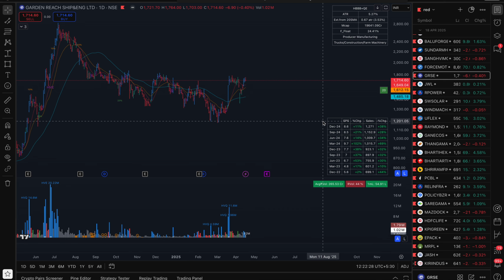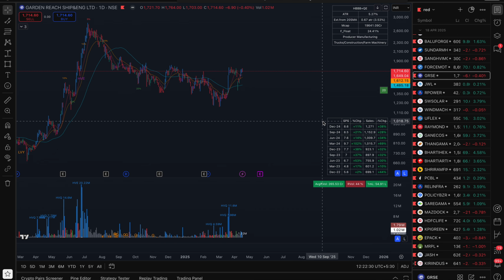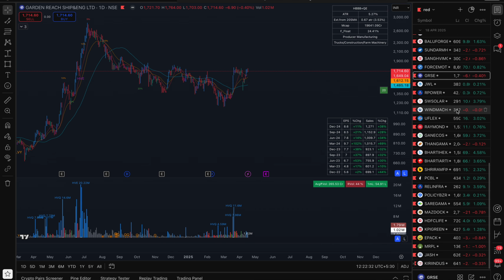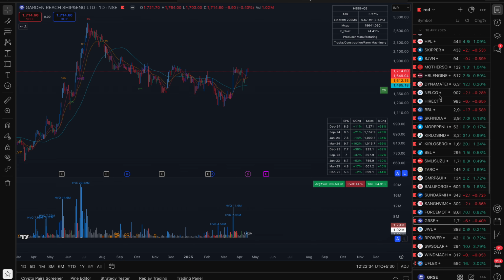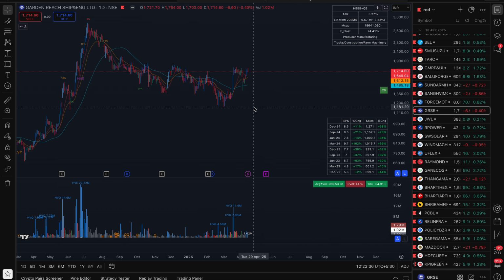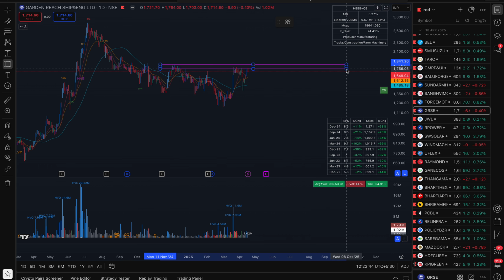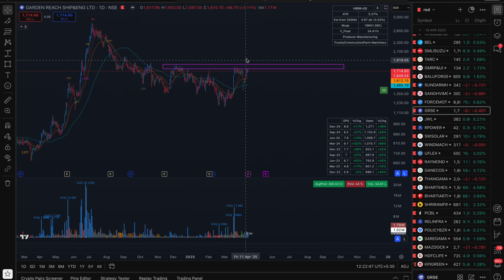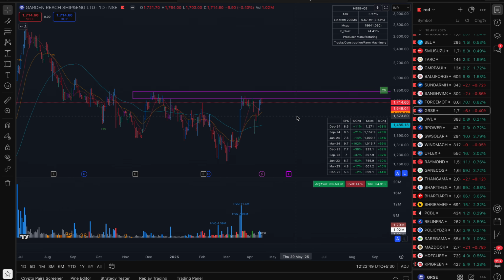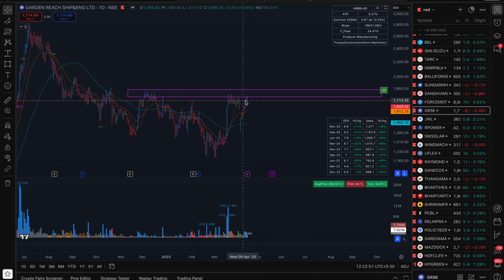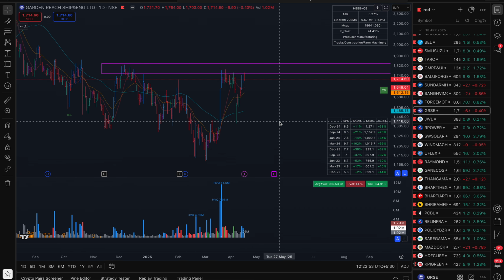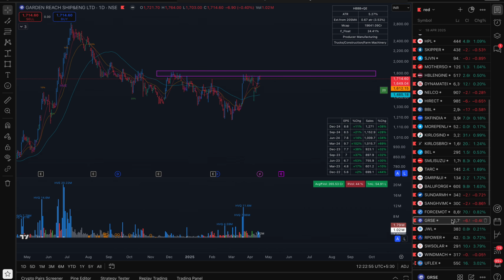GRSE, another name from the shipbuilding names, like I said, with Cochin Shipyard, this is another name. There is clarity here. There is a very defined pivot above which there is a buy, below which there is not a buy, and currently it's sitting right below there. A couple of days more tight, and this will become even more actionable in my opinion.